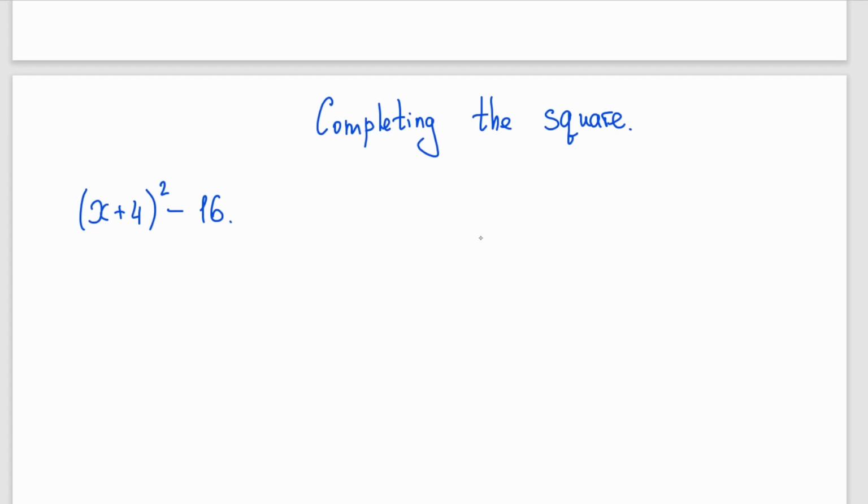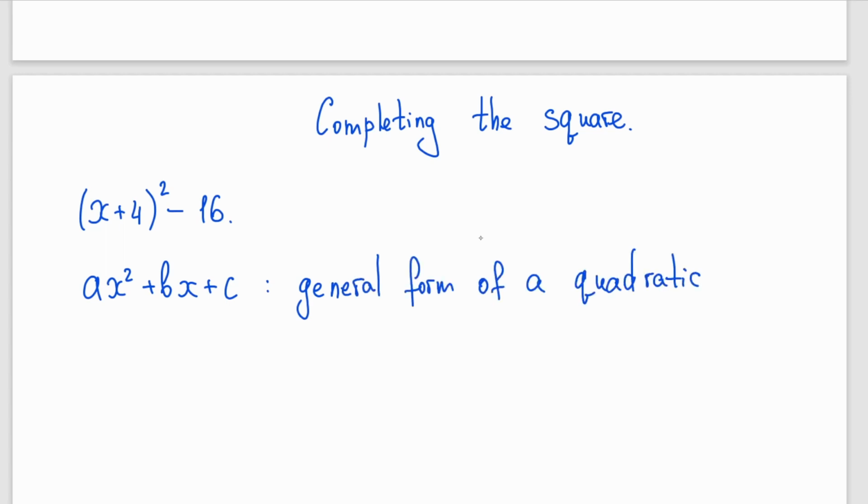As you can probably see, when I expand the brackets with x plus 4 squared, I will get something with x squared. So therefore this is a quadratic expression. But now it looks slightly different from what we are used to: ax squared plus bx plus c. That's because ax squared plus bx plus c is the general form of the quadratic expression. But the one on top is called a complete square.